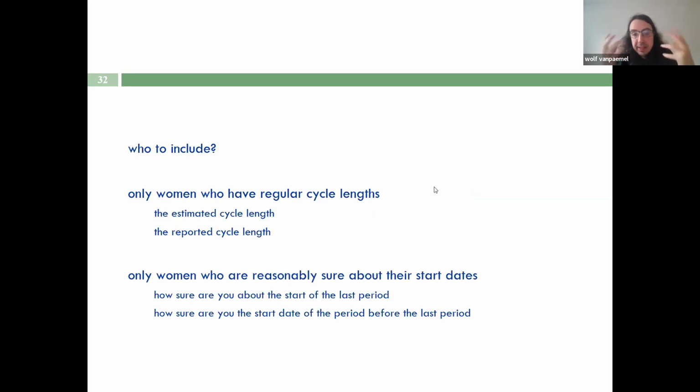But then again, what is a regular cycle length? There are 2 cycle lengths that you could observe or construct in the data. You could estimate it by doing these computations I briefly mentioned, but women also reported their cycle length.